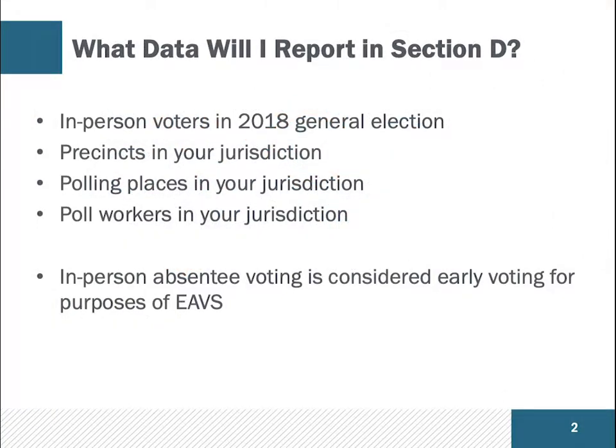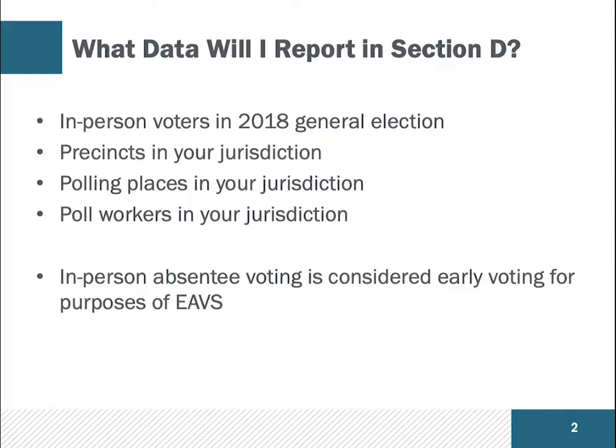Section D of EAVS asks about in-person voting and election administration in the 2018 general election. You'll report a few types of data. First, how many people voted in person during the November 2018 election? Second, how many precincts did your jurisdiction use? Third, how many polling places did your jurisdiction use? Finally, how many poll workers did your jurisdiction use for this election? And what were the characteristics of those poll workers?